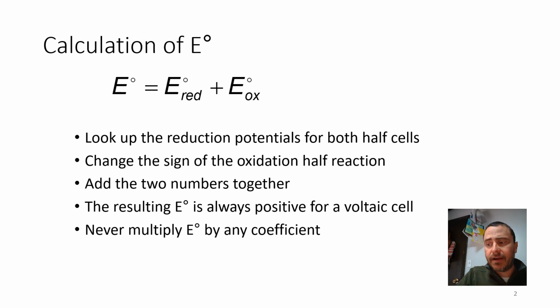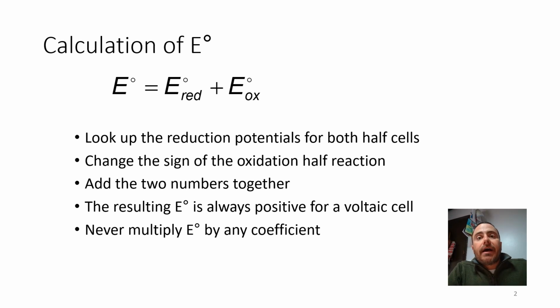When you do find that oxidation half step, whatever the value that's in there, you're going to use that value, but you're going to change the sign. So if it's a positive value, you're going to make it negative. If it's a negative value, you're going to make it positive. And then you're going to plug that into our equation. Our standard voltage is equal to the reduction plus the oxidation. So you're going to add those two numbers together, whatever you get.